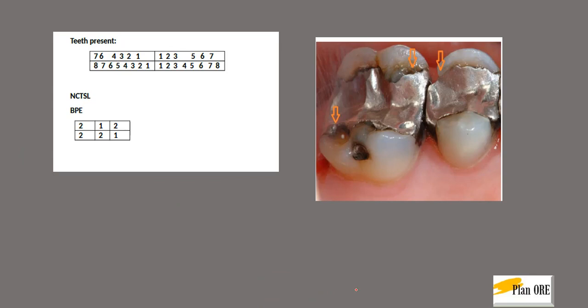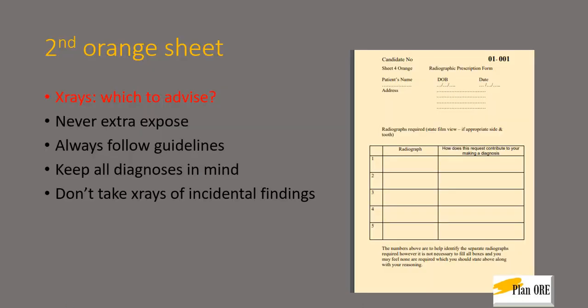So this is how those findings will look. You will have pictures of the case, some written things like the teeth present, that the non-carious tooth surface loss is present, the BPE scores, and so on. Make sure that you go through each of them properly before you arrive at a diagnosis.